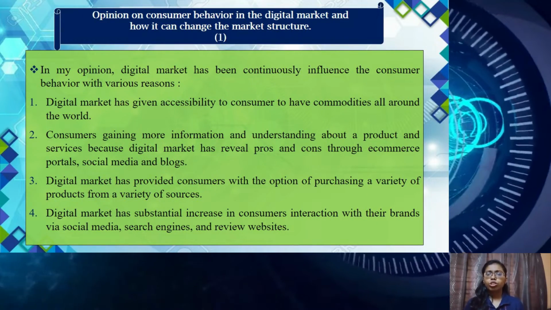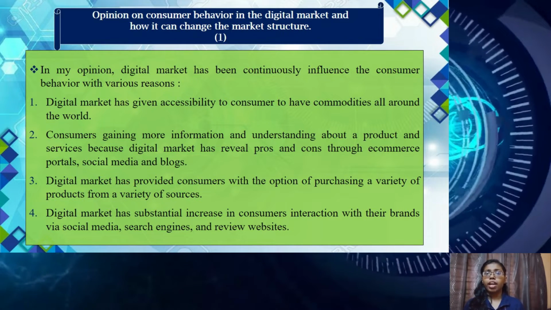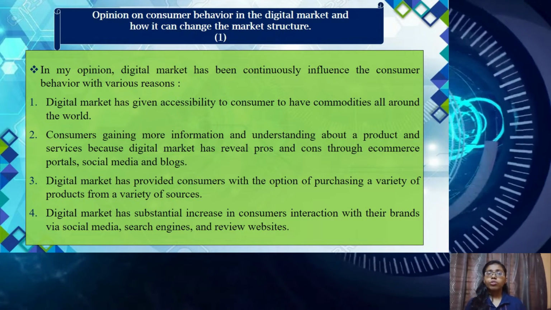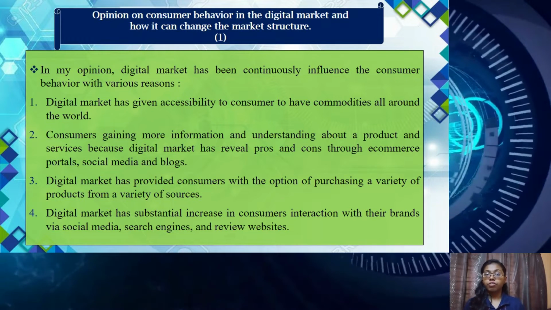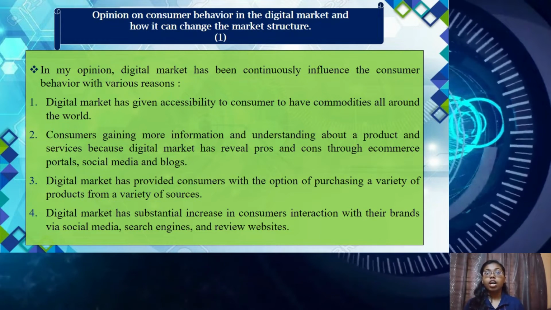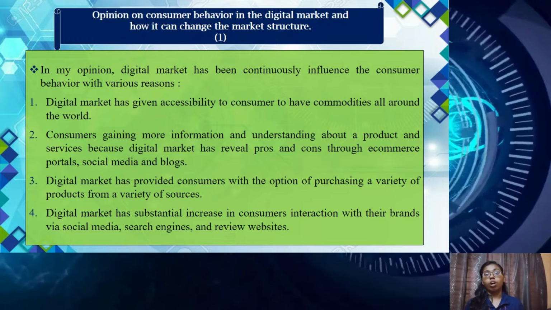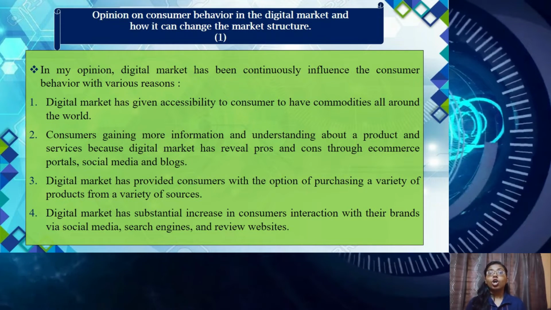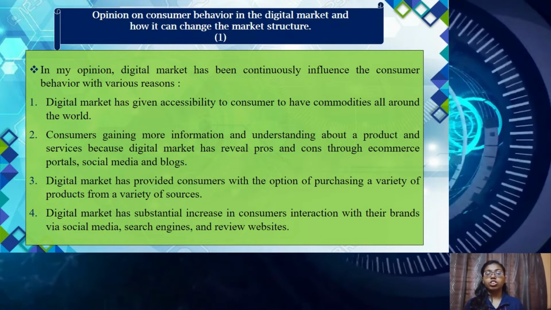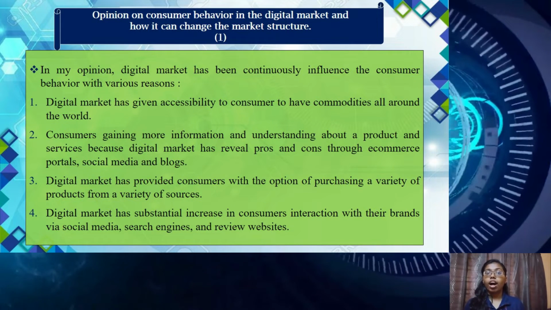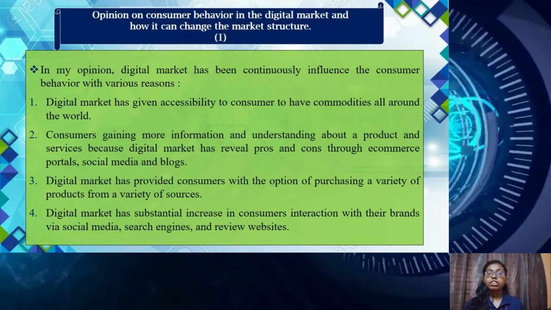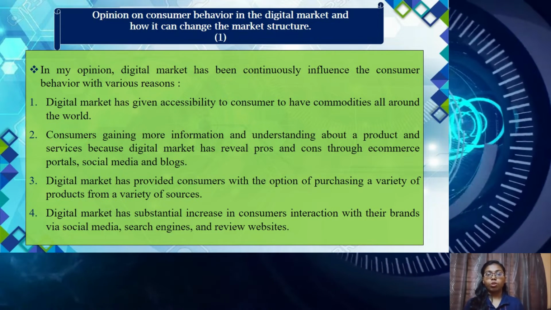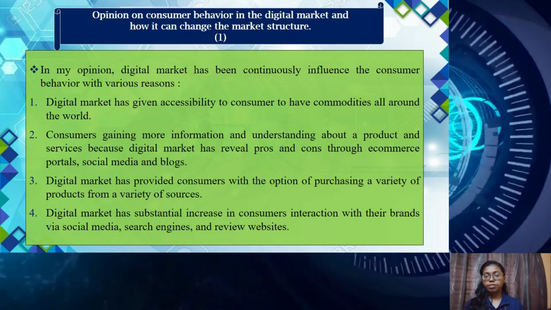The digital market has continuously influenced consumer behavior for various reasons. I would like to highlight four reasons. First, the digital market has given consumers accessibility to commodities all around the world. Second, consumers gain more information and understanding about products and services because the digital market has revealed pros and cons through e-commerce portals, social media and blogs.